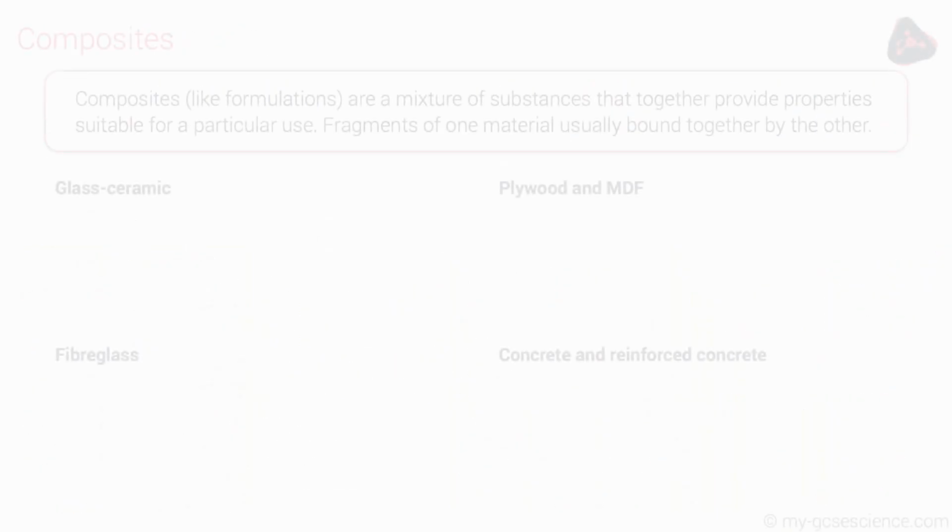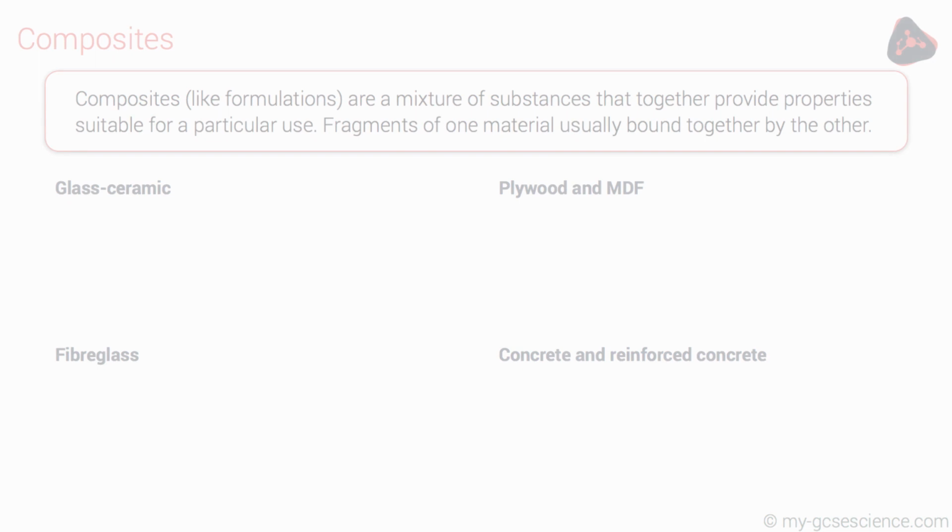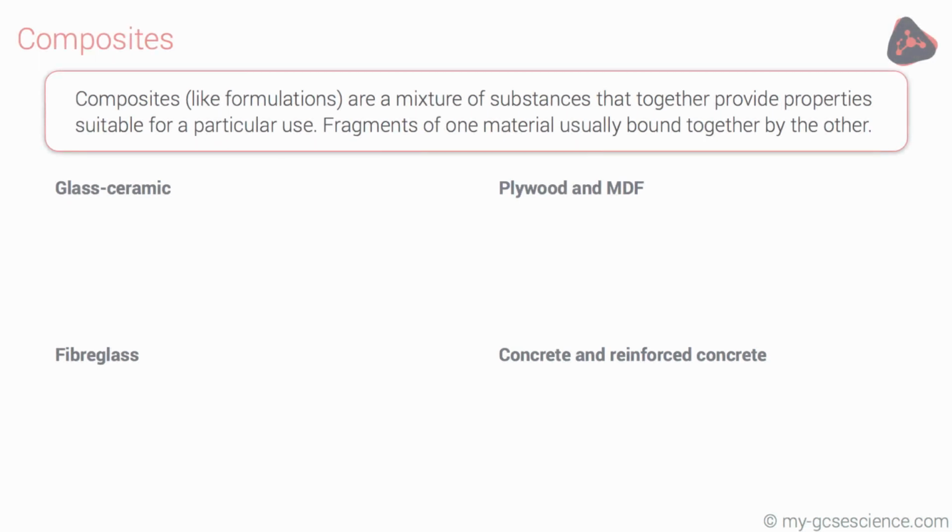With a lot of materials, including glass and ceramics, we don't have to stop at the properties that are produced just from each one by themselves. A lot of materials these days are composites, which, like formulations, are made of a mixture of substances that together provide properties that each single substance doesn't provide by itself. In a composite, fragments of one material are usually bound together by the other, and this combines the beneficial properties of both materials. Here are some examples.